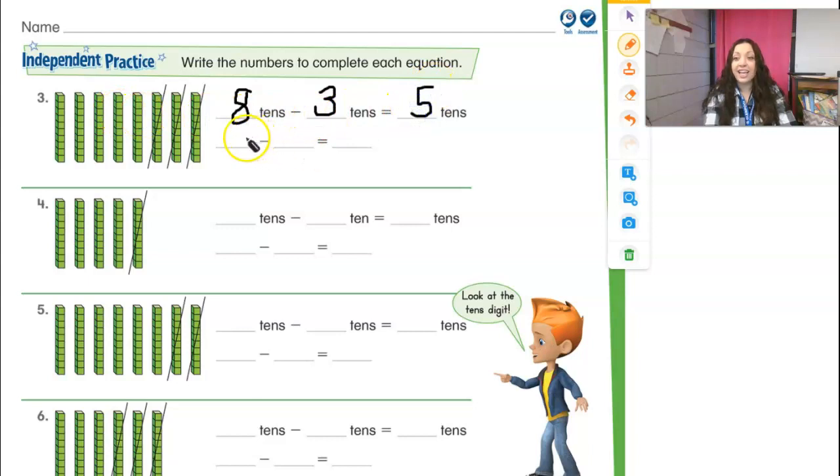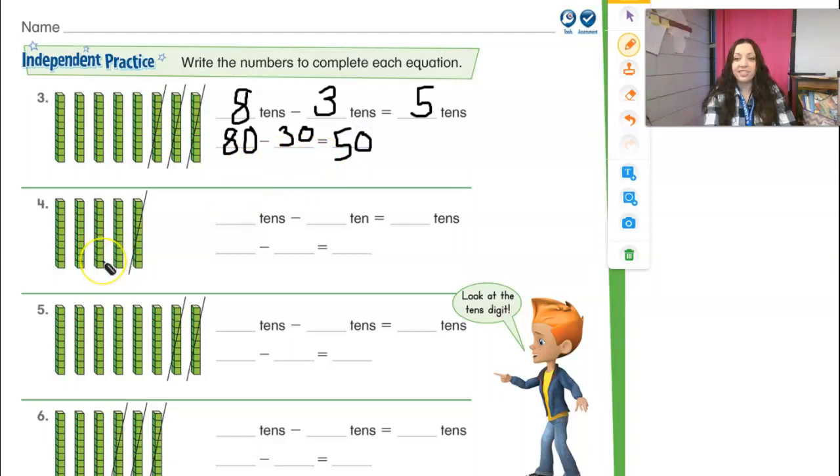So my first number is 8 tens. And how much is 8 tens? 8 tens is 80. Very good. And then my second number is 3 tens, what I took away, and 3 tens is 30. Good job. And then I'm left with 5 tens, which is the number 50. Good job. So 80 take away 30 equals 50.